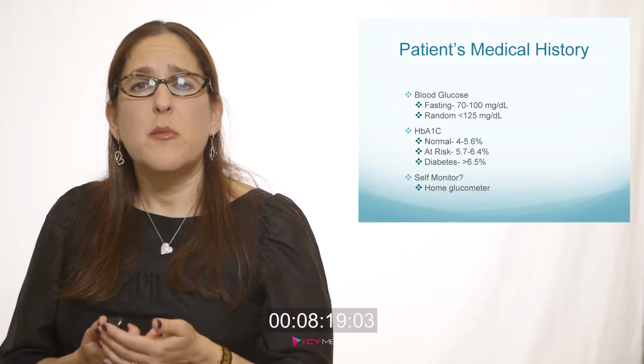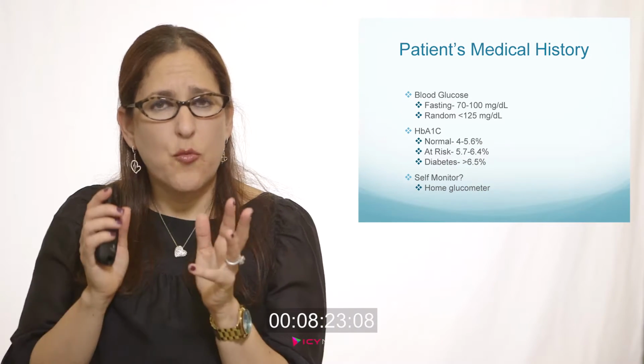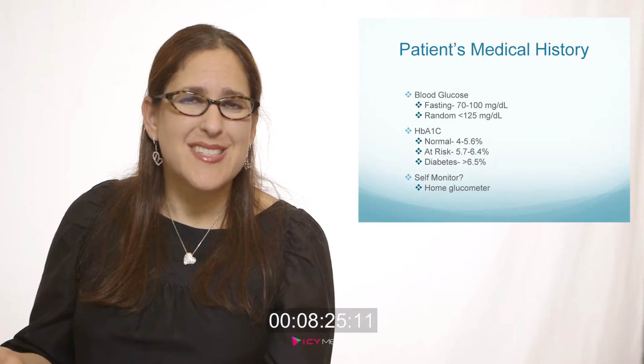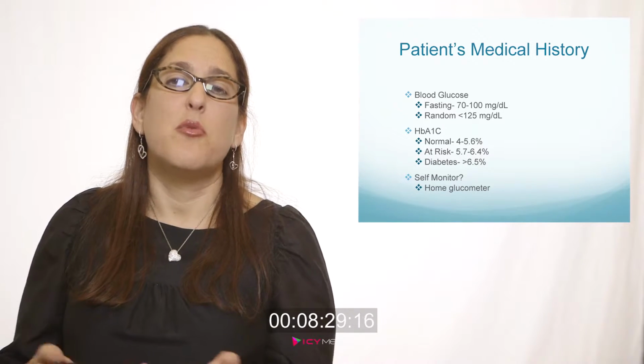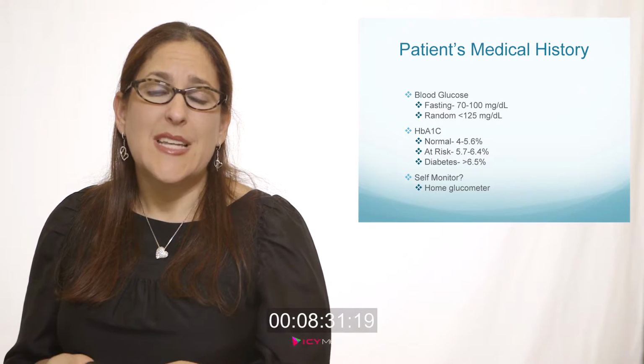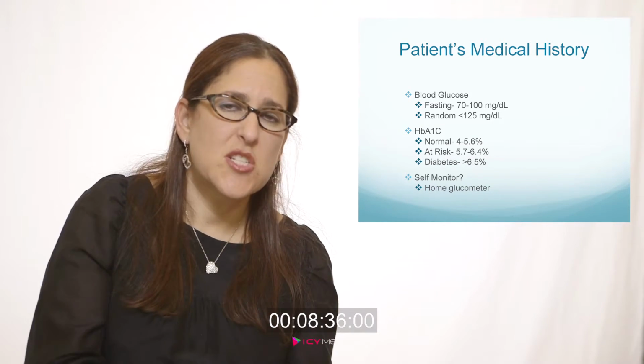Okay, so the normal HbA1c is 4 to 5.6. A patient at risk, and I don't like to call it pre-diabetes, but a patient that's at risk for developing diabetes would be somewhere from 5.7 to 6.4. And diabetes itself, greater than 6.5. We like to keep our diabetic patients under 7. Okay, I still like it more under 6.5, but that's what we want it to be. Okay, does the patient have a glucometer?